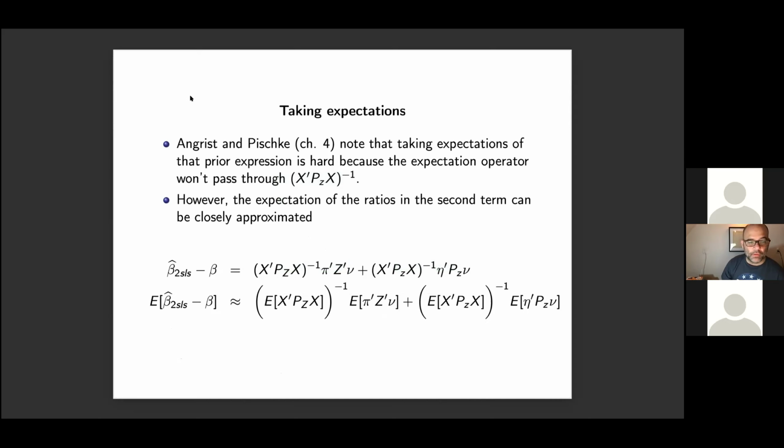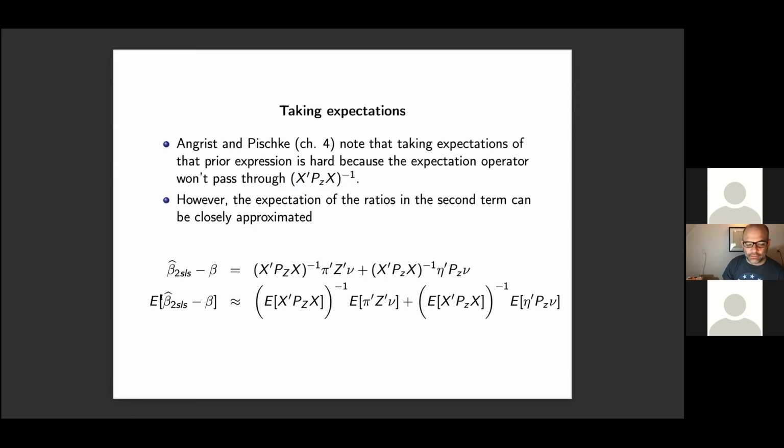All right. So Angrist and Pischke. Note that it's hard to take expectations of that equation because the expectation operator won't pass through that. It won't pass through this, so you can't take expectation. But we can take the expectation of the ratios in the second term. They can be closely approximated.